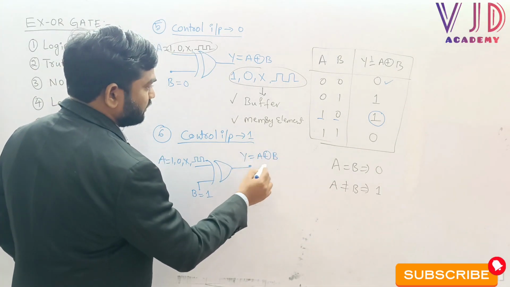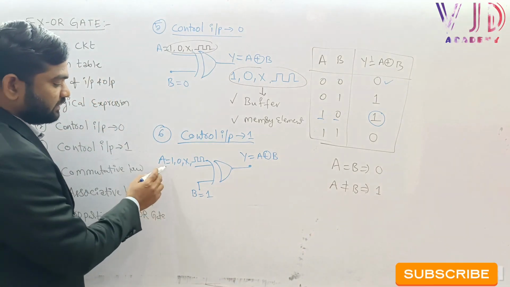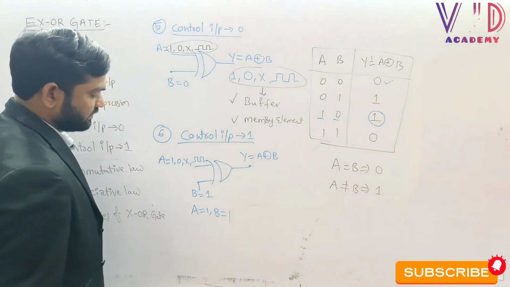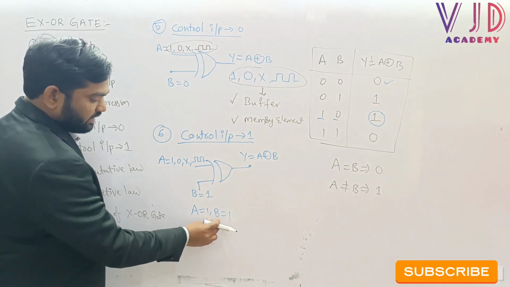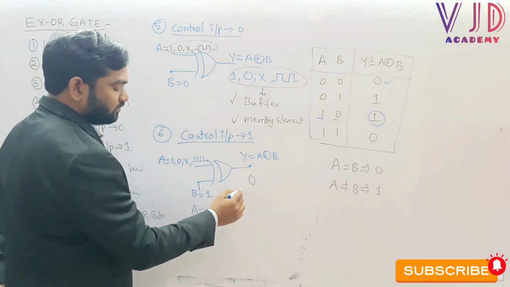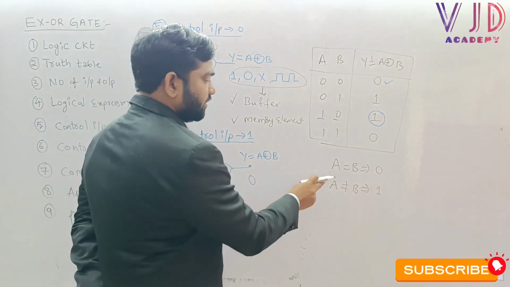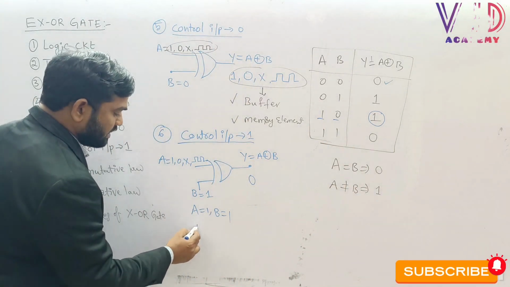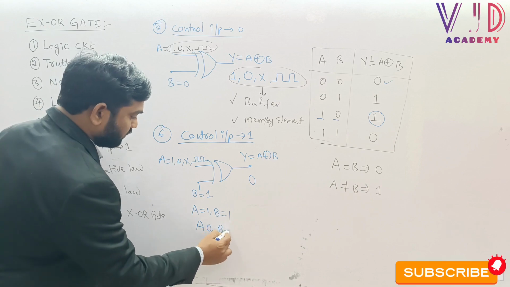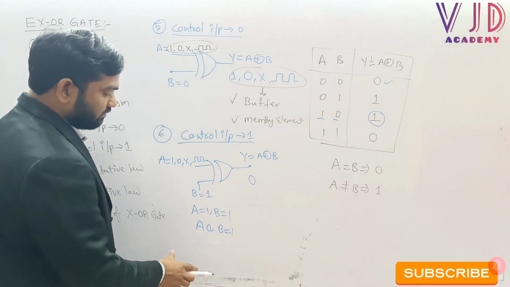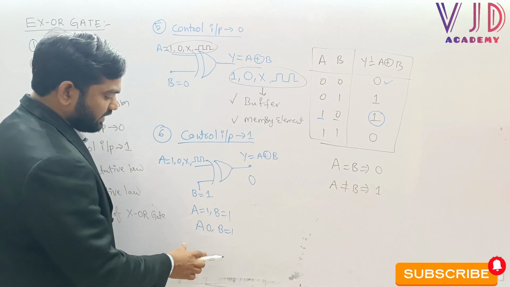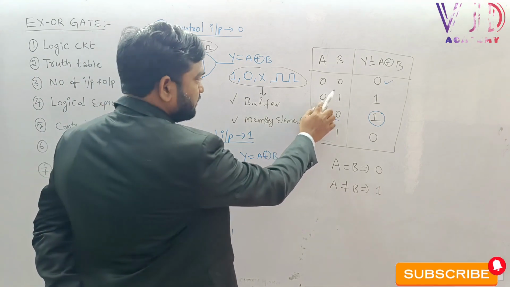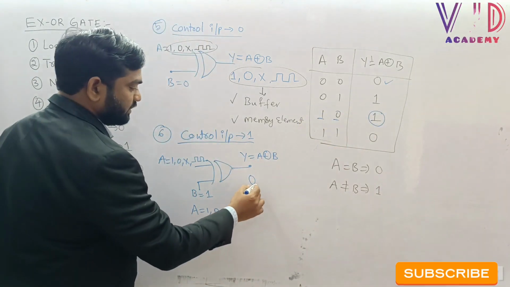We know the four conditions. Now let me try to analyze. When A equal to 1 and B equal to 1, what will happen? Here both the inputs are equal, so I can get output 0 immediately. Blindly I can say when both inputs are equal, the output is 0. And now when A equal to 0 and B equal to 1, both inputs are not equal, so I can say that the output is 1.